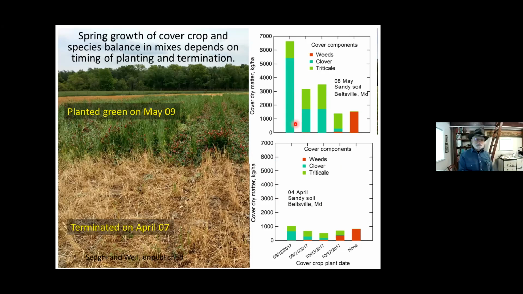In fall, it looked like a radish field. In spring, it looks like a clover field. The radish actually is kind of a nurse crop for the clover. The two do very well together. There's a synergy going on there.